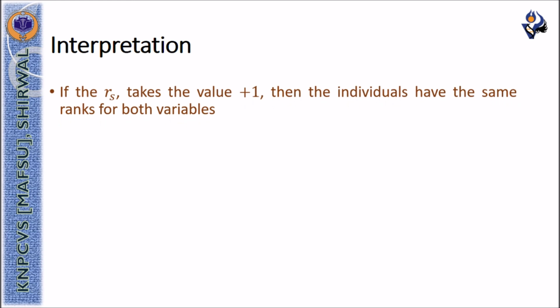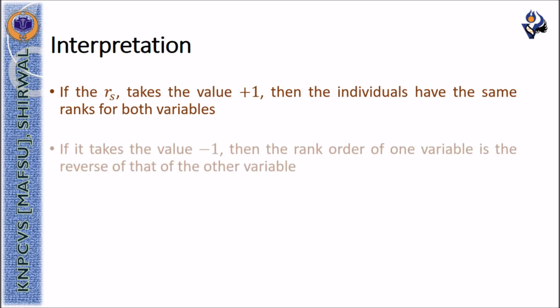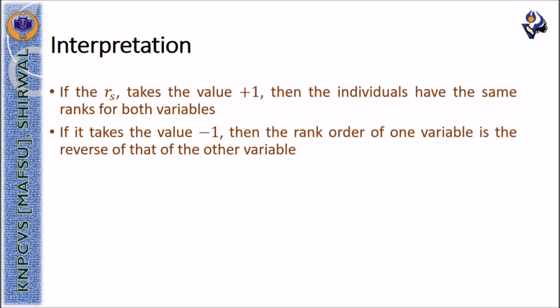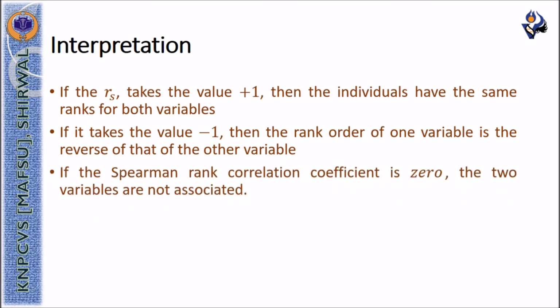If the Rs takes the value +1, then the individuals have the same ranks for both variables. Now if it takes the value -1, then the rank order of one variable is the reverse of that of the other variable. If the Spearman's rank correlation coefficient is 0, it indicates that the two variables are not associated.